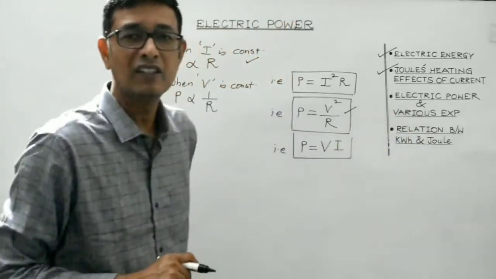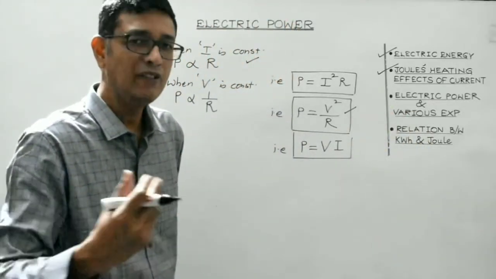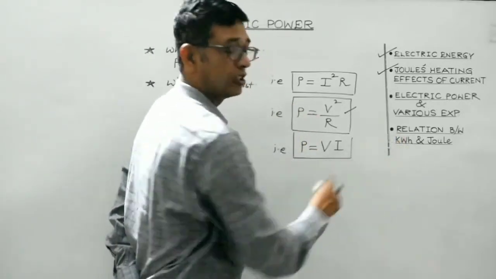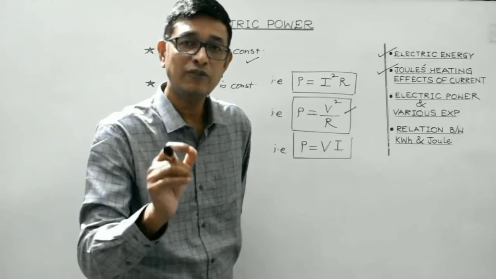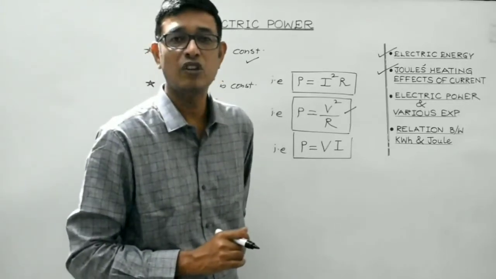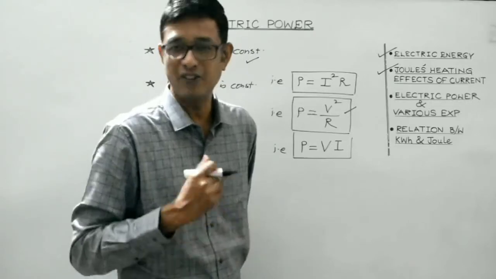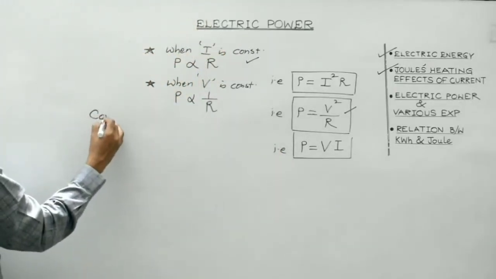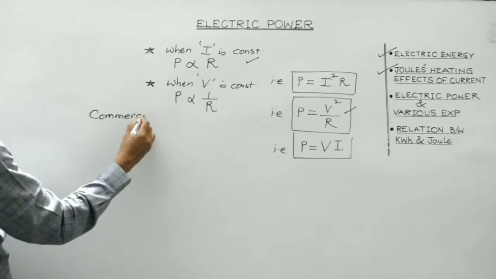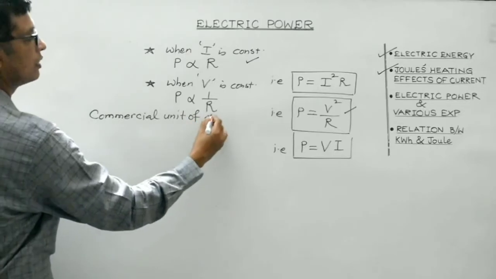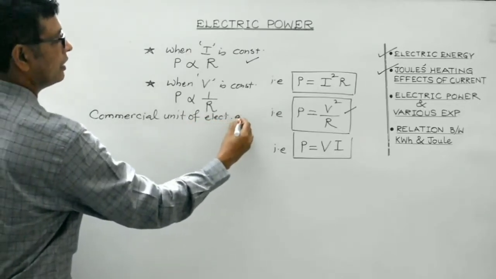Joule, as we are aware, is the SI unit of any form of energy, and kilowatt hour is also a unit of energy, but it is the commercial unit of electrical energy. It is actually the board of trade unit. So let's discuss this particular topic. Commercial unit of electrical energy.